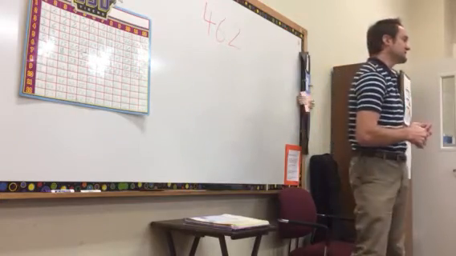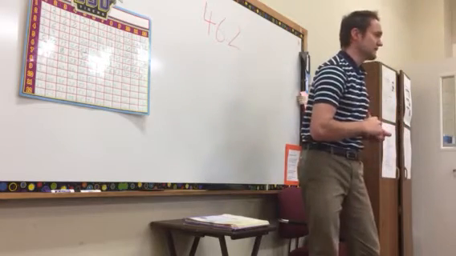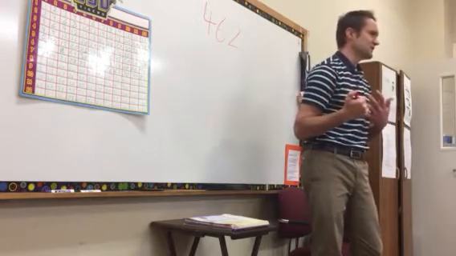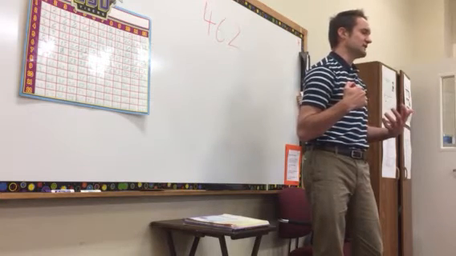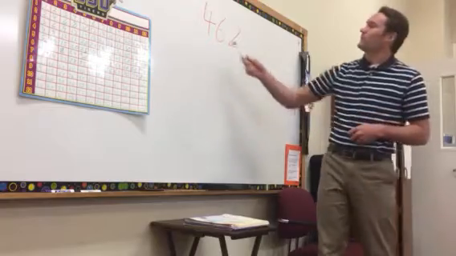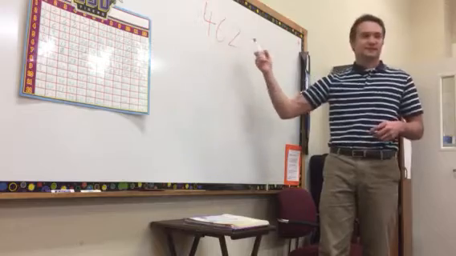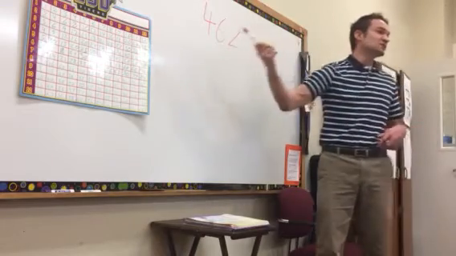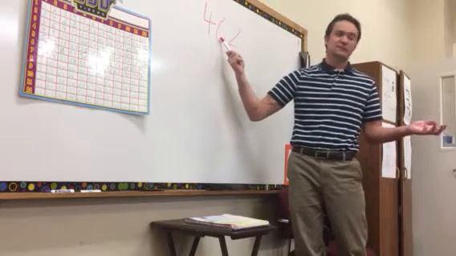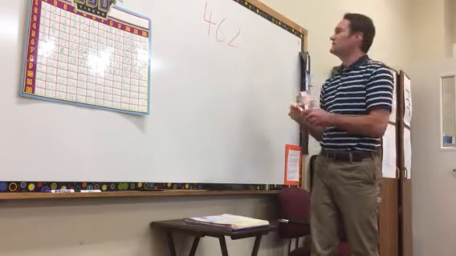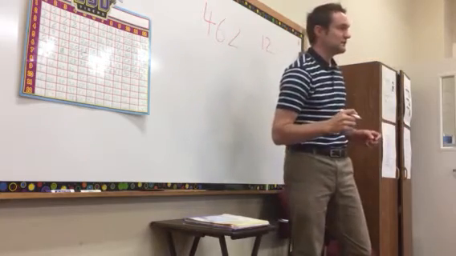But let's find out if this number is divisible by 3. Who thinks it's divisible by 3? Who thinks it's not divisible by 3? Okay, we're going to find out. Here's what we do. We take each digit: 4, 6, and 2. We add those digits up. So, 4 plus 6 is 10, plus 2 is 12. So, when we add up all our digits, we get 12.